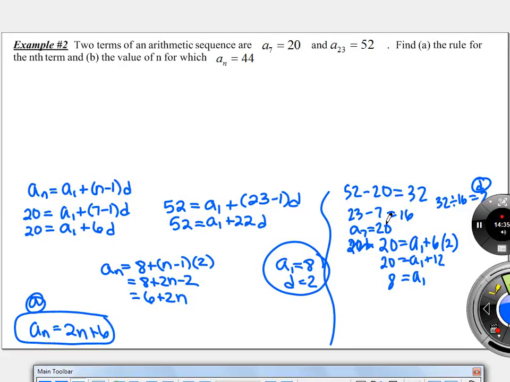So here's my rule, and then part B says, find the value of n for which a sub n equals 44. What are you looking for when you're looking for n? We're going to make some of them speak out loud to make sure we know where we are here. What are you finding? They're saying find the value of n. So I get it. You're finding the value of n. What does that represent?